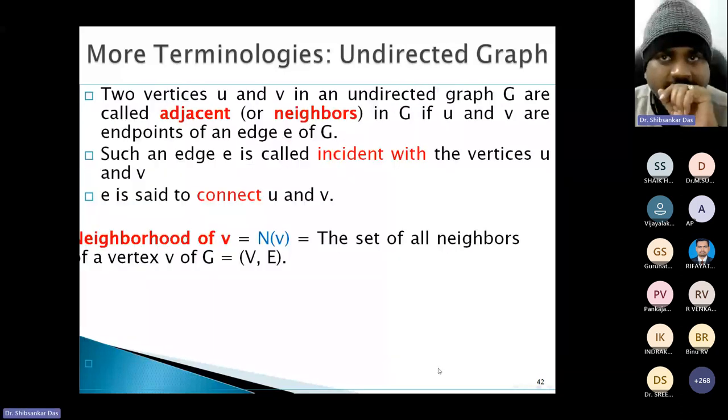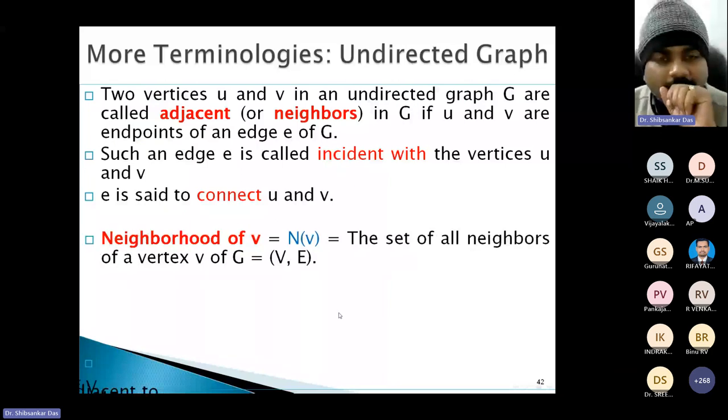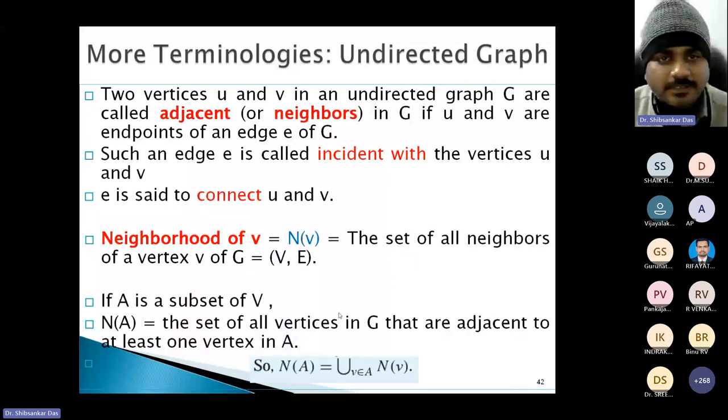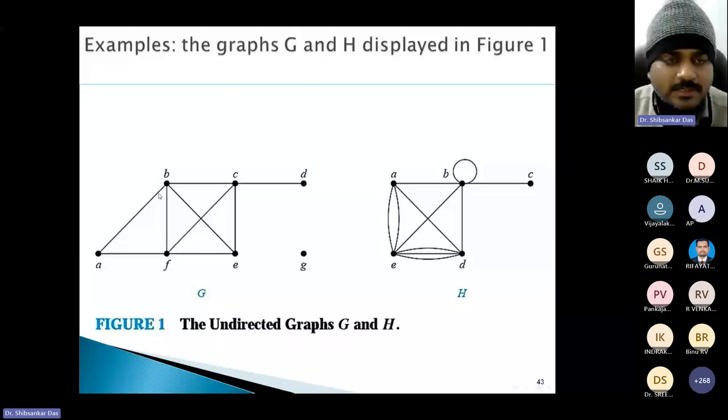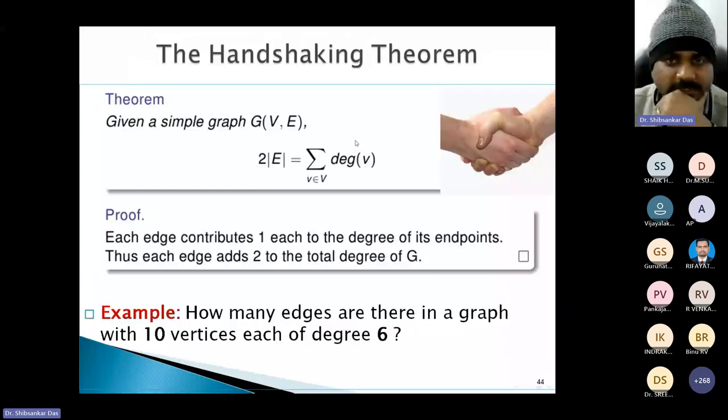Next is neighborhood degree for a vertex. I'm not going into the definition, I'll give an example. For degree, we look at the number of associated edges. For neighborhood degree, we look at the adjacent vertices and sum their degrees. This is the neighborhood degree. I will try to skip this one.